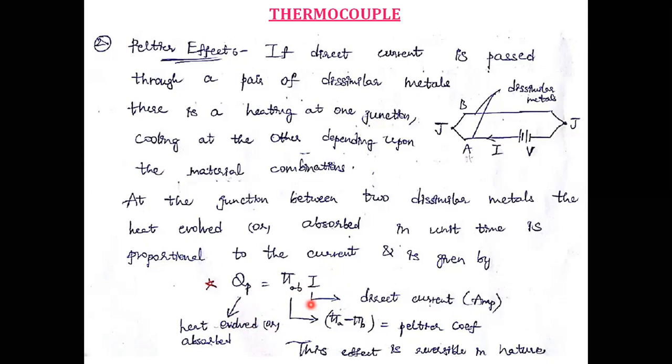Pi AB is the constant term, the Peltier constant, pi A minus pi B. I means direct current in amperes. This phenomenon is also reversible in nature. This is about the Peltier effect. In this way, flow of current will take place inside these two dissimilar metals.